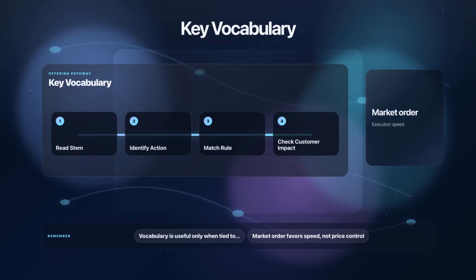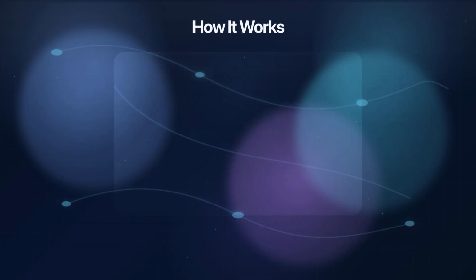Focus on these terms: market order, execution speed, price risk, bid-ask spread, and volatility. The exam may use one of these terms directly, or it may describe the concept without naming it. When that happens, slow down and translate the facts into the correct vocabulary before evaluating the answer choices.